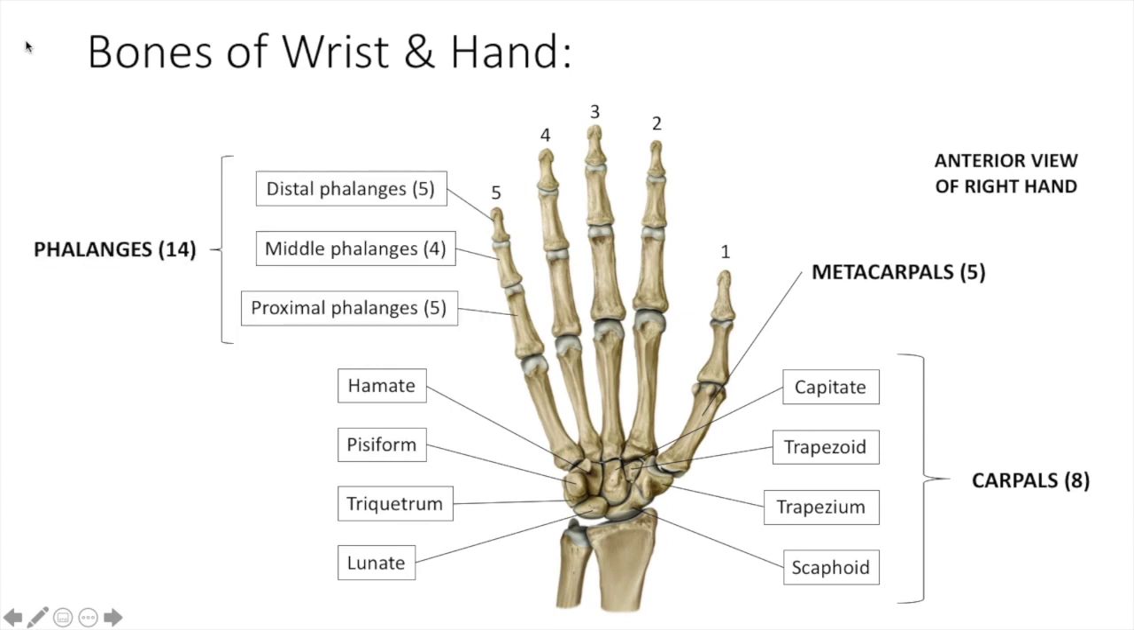And then finally you have 14 phalanges. So digits 2 through 5 each have a proximal, middle, and distal phalanx, and then digit 1, or the thumb, only has the proximal and distal phalanges. So the thumb is unique and it allows opposition, which the other fingers do not.